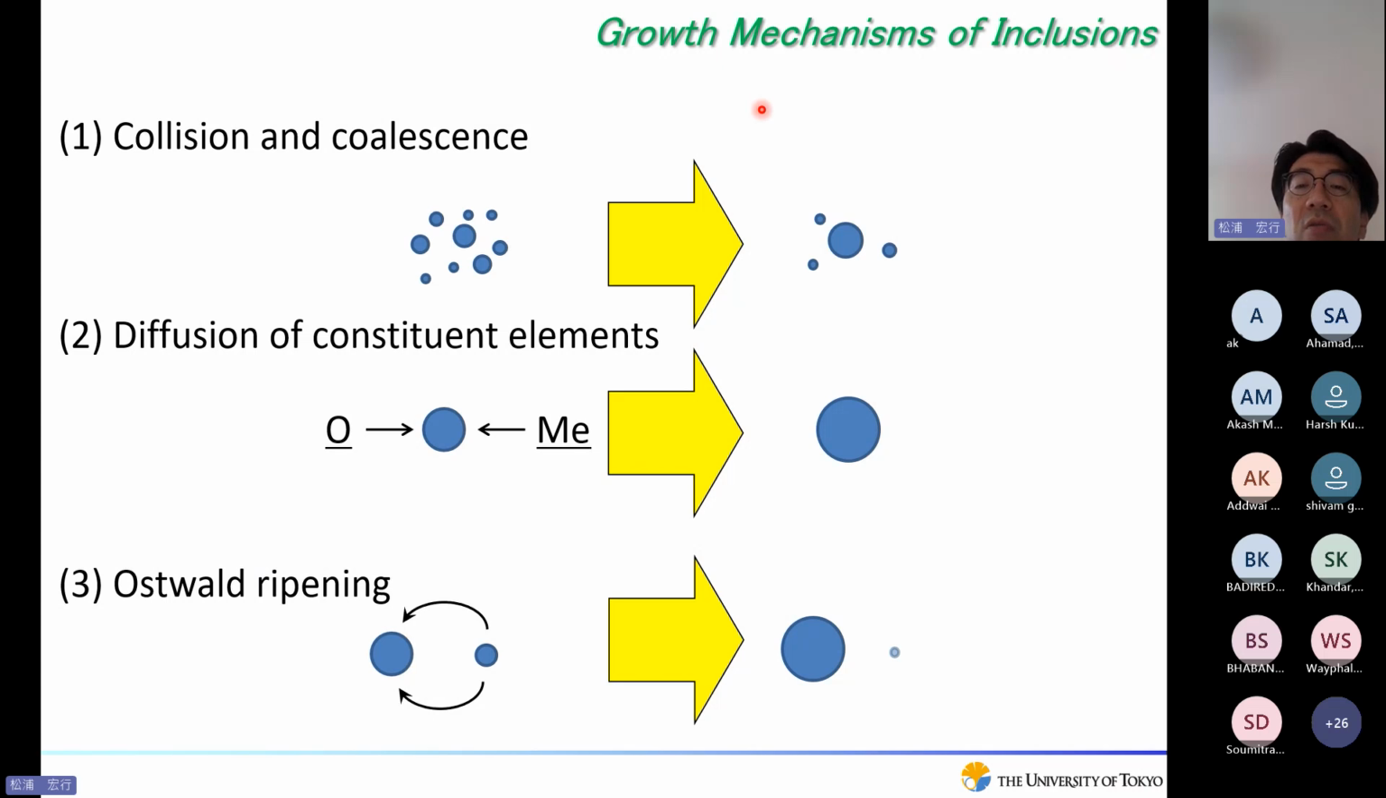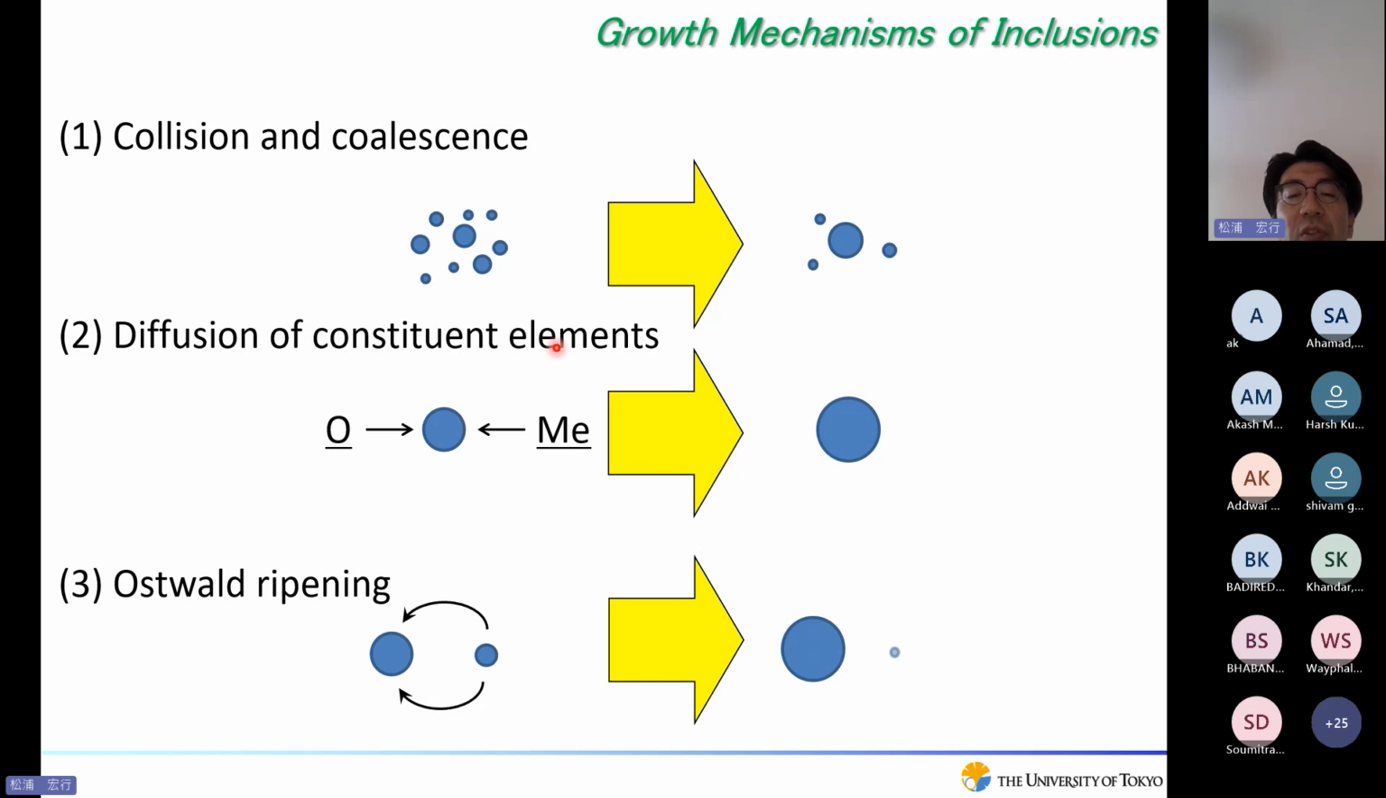The last one is the growth mechanism of inclusions. Three major ways are considered. The first one is collision and coalescence. When you put the deoxidizers in molten steel, it's strongly agitated, and then very tiny oxide inclusions, for example, are formed. Because of the continuous agitation of molten steel, the collision of inclusions may happen. And then the sintering and coalescence happen simultaneously, and inclusions become larger and larger like this.